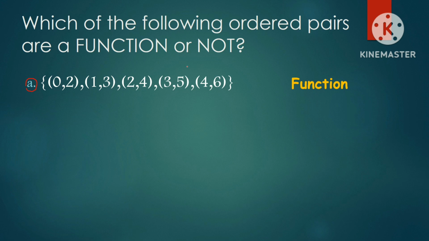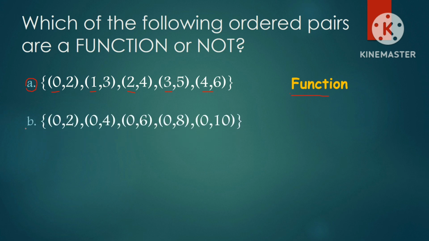Kapag given yung ordered pairs, tsaka tinanong kayo kung function siya or hindi, simply focus sa x values natin or yung mga first coordinates natin. So here, ano yung mga x values natin or first coordinates? We have 0, 1, 2, 3, 4. Right? So after that, let's see if naga-repeat or hindi. Now, if it's repeating, then that is not a function. If it's not, then that is a function. Now here, hindi naman siya umuulit, then that is a function.